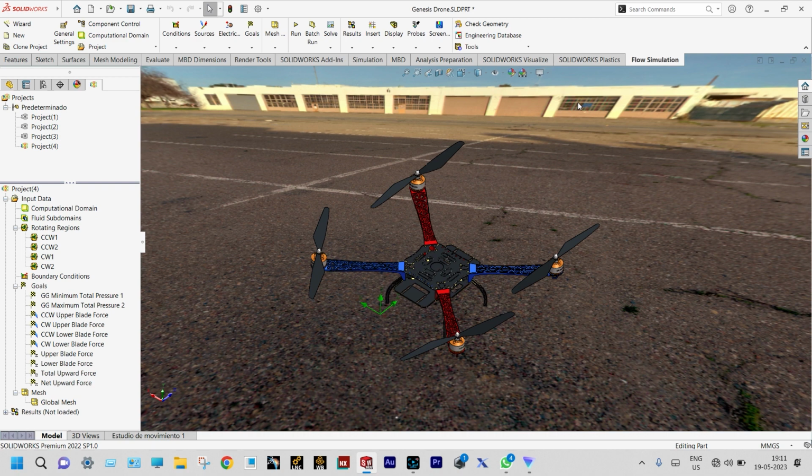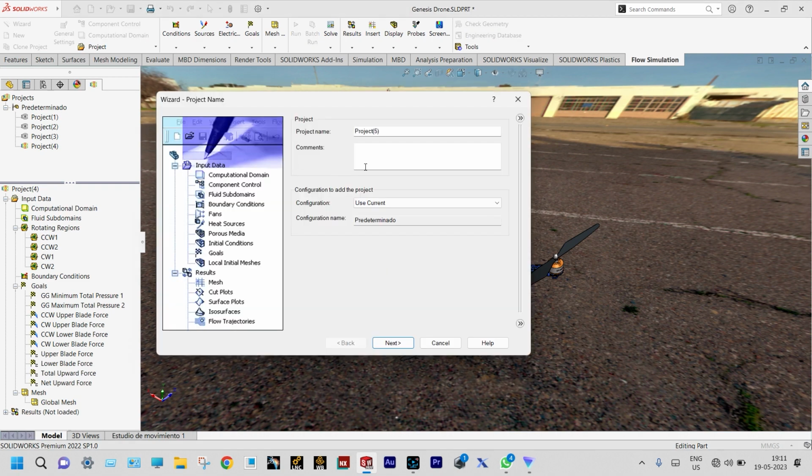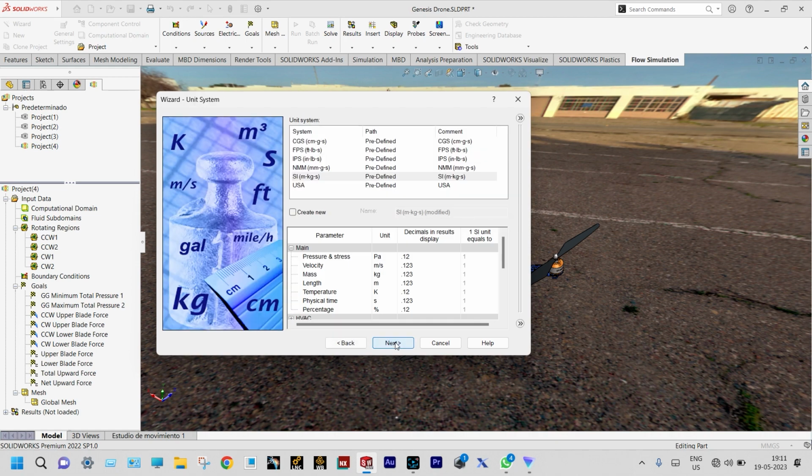So first of all, the flow simulation environment will be initiated from here, and next to that we need to start with wizard. By default we are considering the project as project number 5, because before that we have already performed 4 different projects, and we are considering the unit system as SI as usual. Temperature is not that important in this analysis, so as per normal practice we are considering temperature as degrees Celsius, and from load and motion we are considering angular velocity as revolutions per minute or RPM.